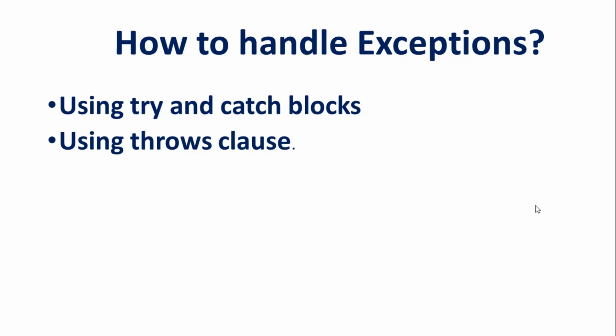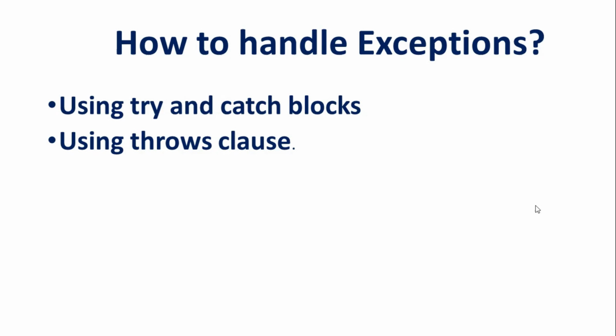There are two ways you can handle exceptions. You can use a try block and catch block. Suppose you think the code you write is vulnerable to throwing an exception, you can write this code inside the try block, and we can have corresponding catch blocks. Each catch block is for handling one exception. So this is one way of handling exceptions.